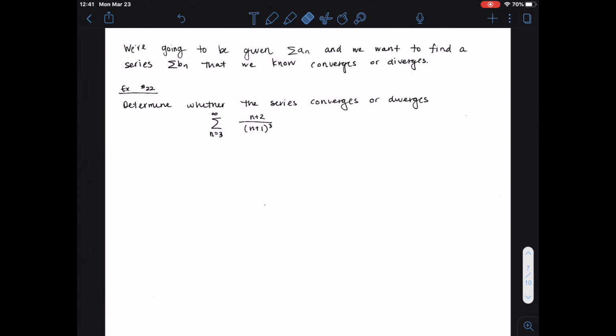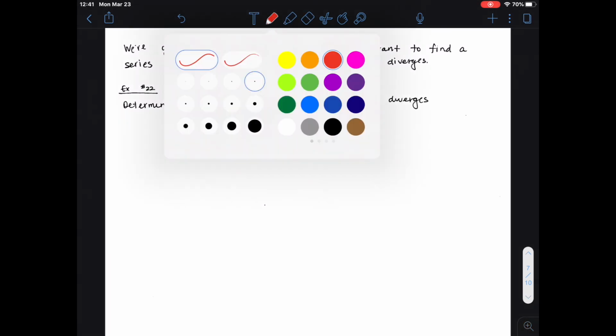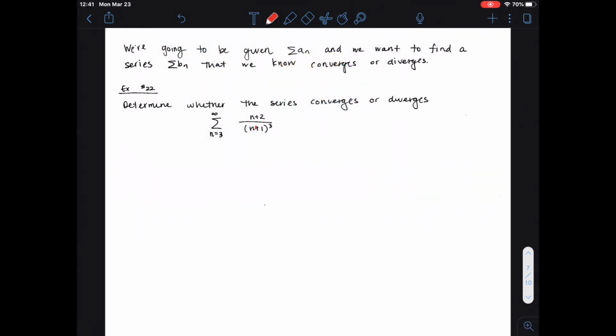So we're going to be given some series an. We've got to find that comparison, and then you want to take a limit. So let's go ahead and start with an example. We've got the sum from n equals 3 to infinity of (n plus 2) divided by (n plus 1) to the third. So we do the same thing to make the comparison, just ignore any of those constants that are in there. Don't care about this one, don't care about that plus 2.